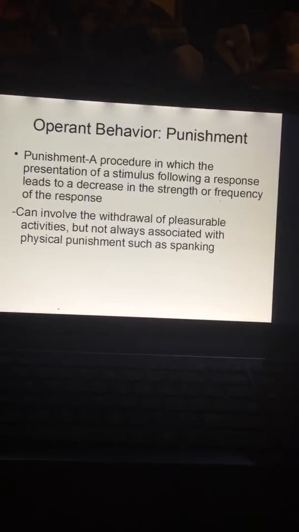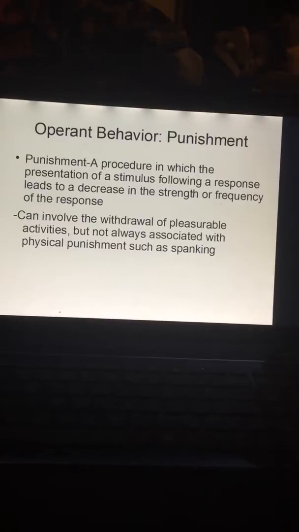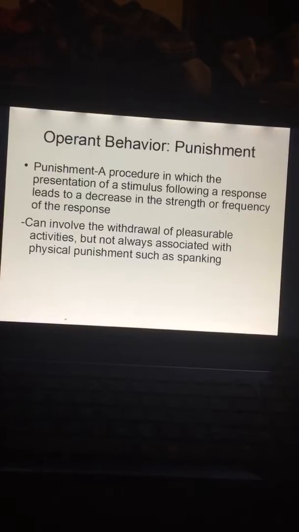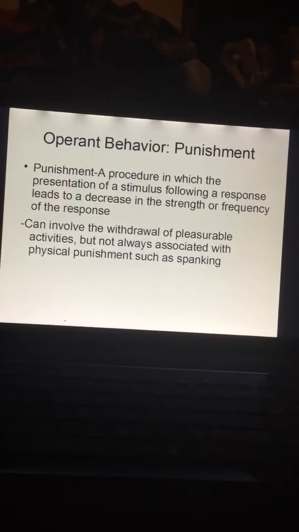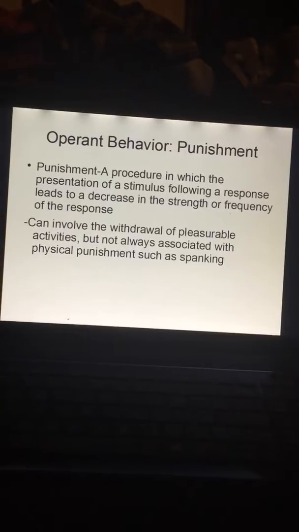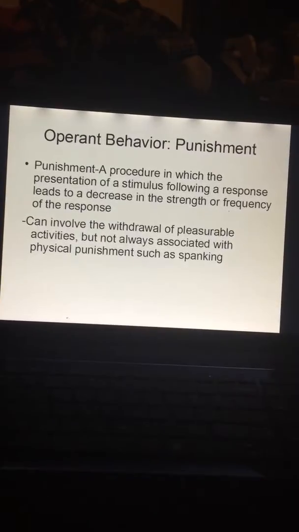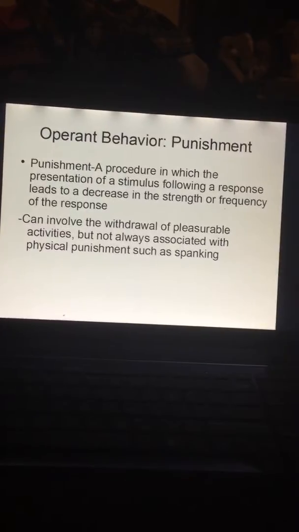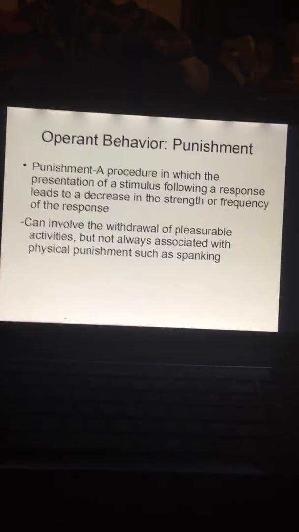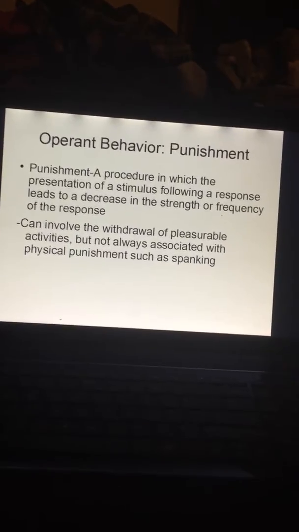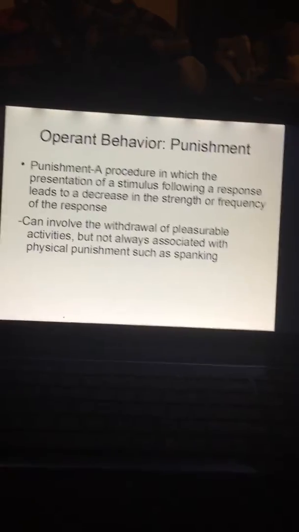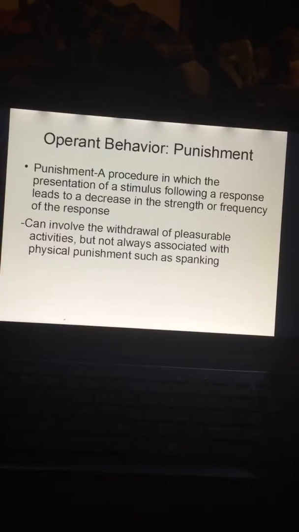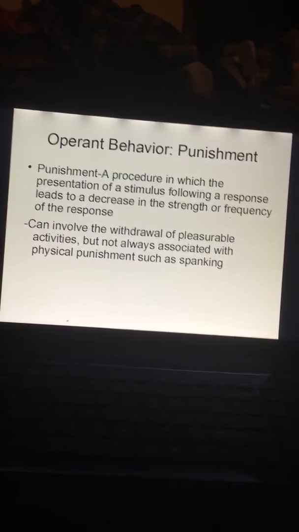So you can either give someone something bad or take away something good. Positive punishment is when you deliver something aversive. Negative punishment is when you take something that the person or the animal likes away. So it can involve the withdrawal of pleasurable activities. Remember, when I say the word negative, I want you to think to take away. So when I say negative punishment, I want you to think punishment that involves taking away something. When you hear the words positive punishment, think punishment that involves something happening.